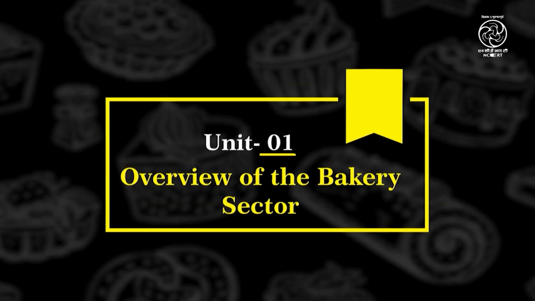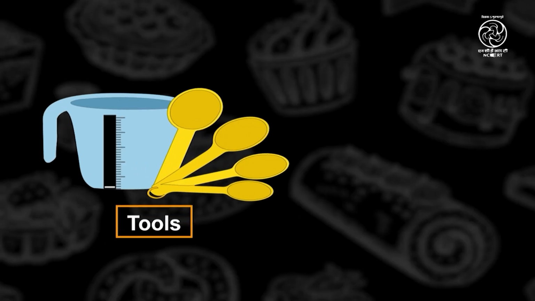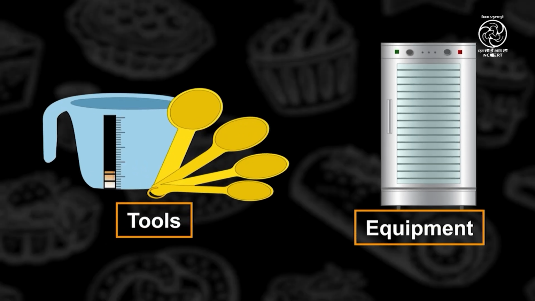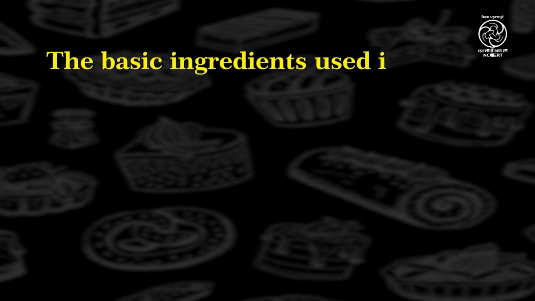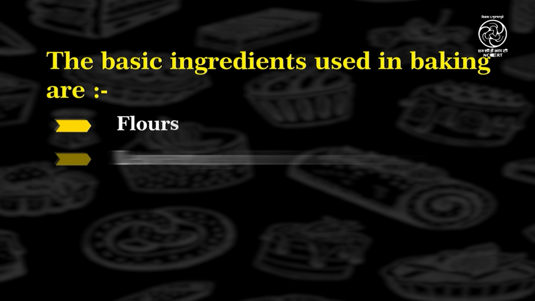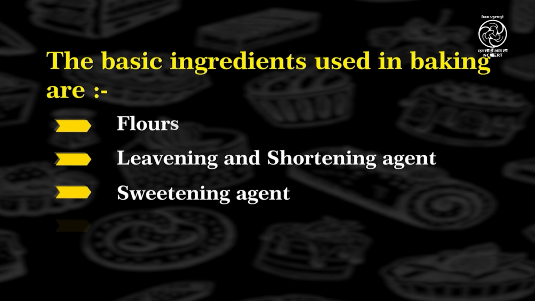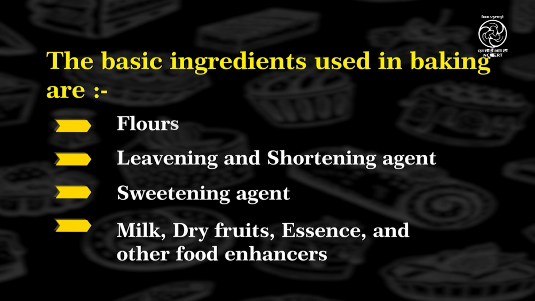Unit 1 Overview of the Bakery Sector. Students, in the previous videos you have learned about the tools and the equipment used in bakery. In this video, you will learn about the ingredients used in the baking process. So students, the basic ingredients used in baking are flour, leavening and shortening agent, sweetening agent, milk, dry fruits, essence and other food enhancers.